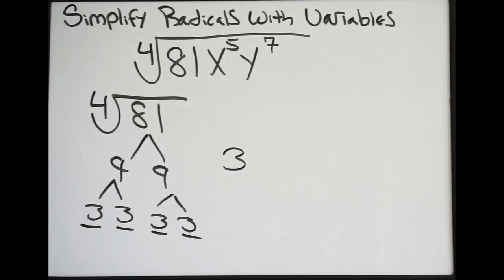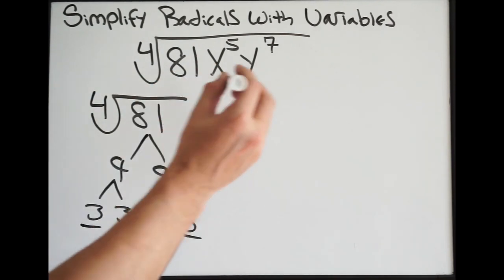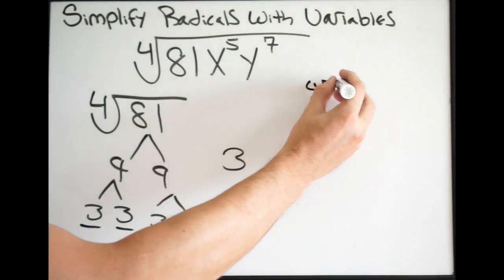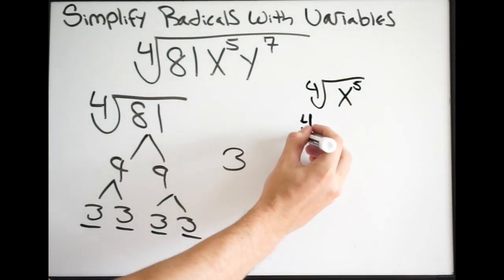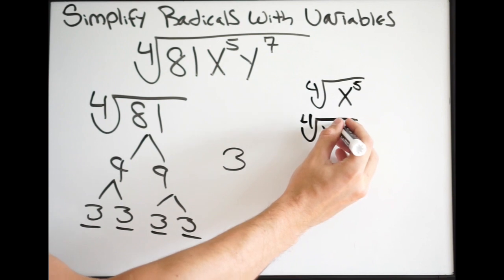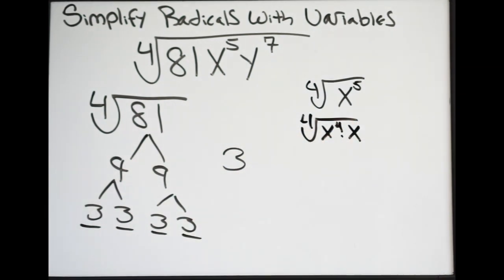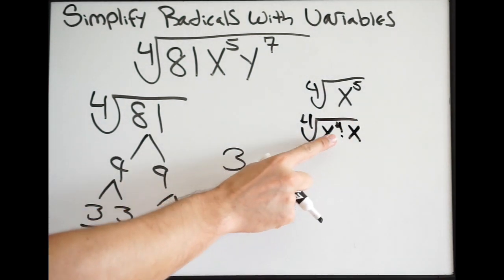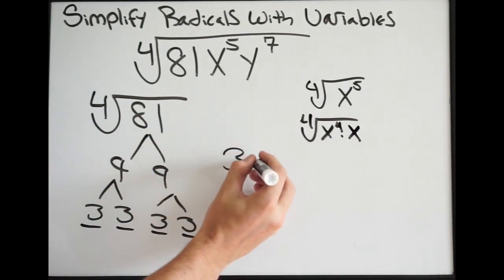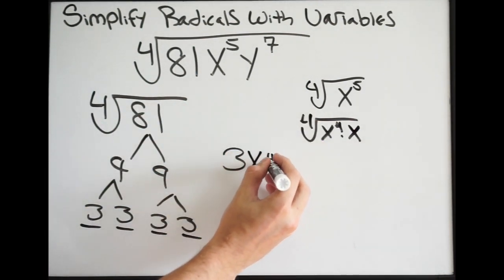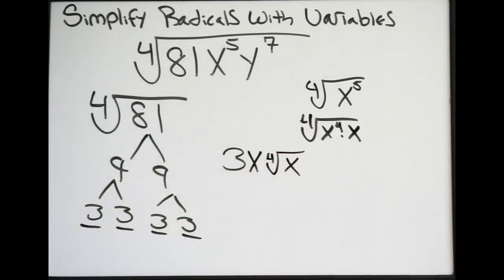But now we have to take care of our variables. So let's go ahead and take a look at that. Let's work on x to the fifth first. So we have the fourth root of x to the fifth, and we can go ahead and rewrite this. The fourth root of x to the fourth times x. So here I have it to the fourth power, meaning an x can come out, but one has to stay behind. So we have x, and we have the fourth root of x.